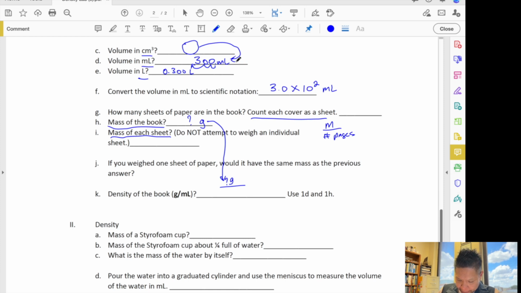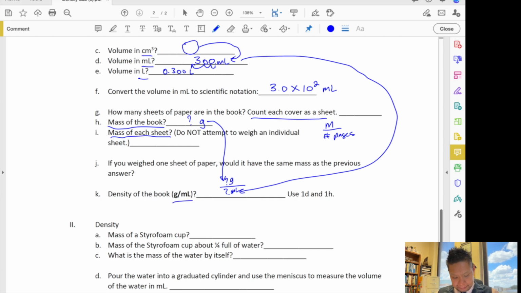I would just use the one that's in milliliters, and put that number down here. So that would be whatever your volume is in milliliters. And that should give you the density of the book. That should give you the density of the book.